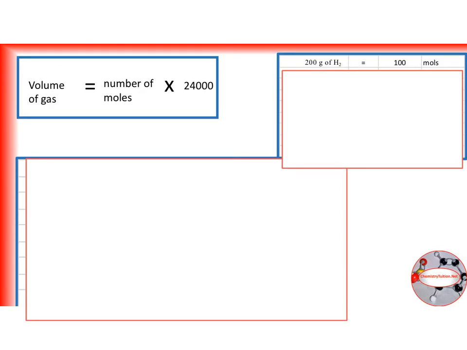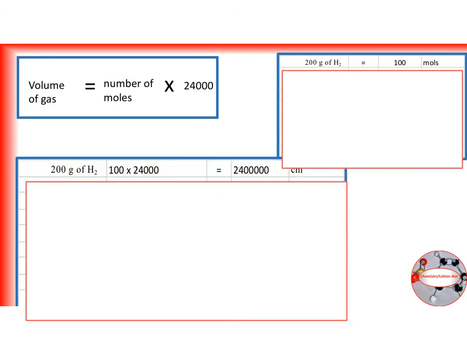So the next thing there is just to pop that into the equation. Volume of gas is the number of moles times 24,000. So we've worked out we've got 100 moles, so quite straightforward. We're just going to take our 100, times it by 24,000, and that tells me that my volume of gas is going to be 24,000,000, and that's in centimeters cubed.